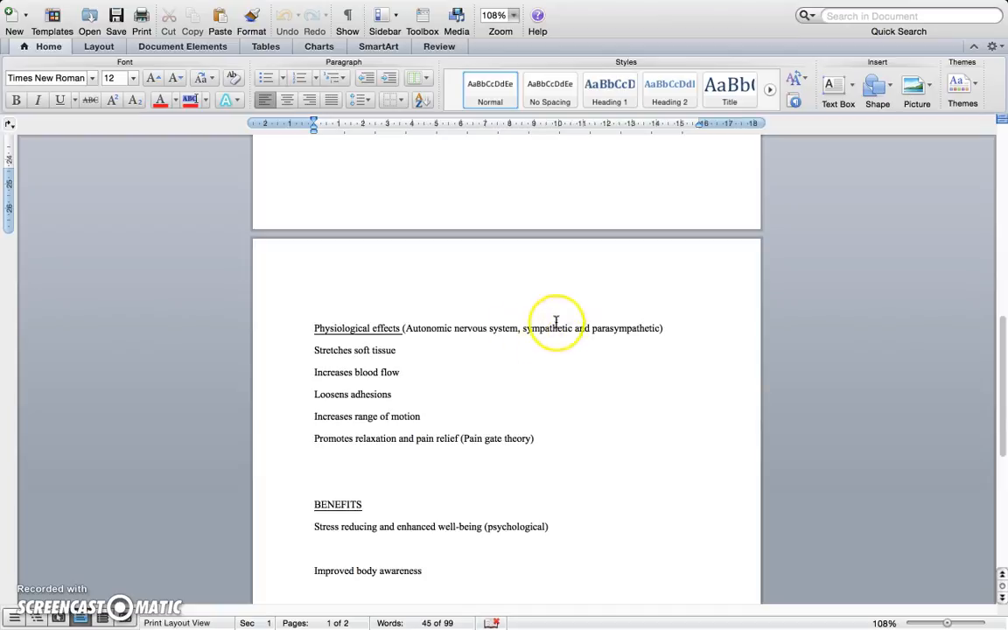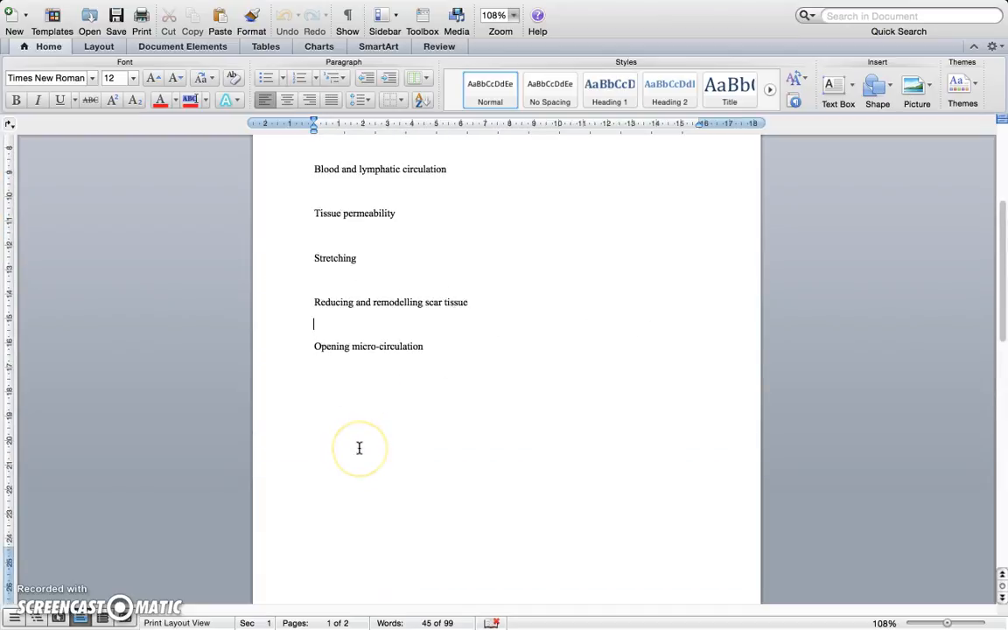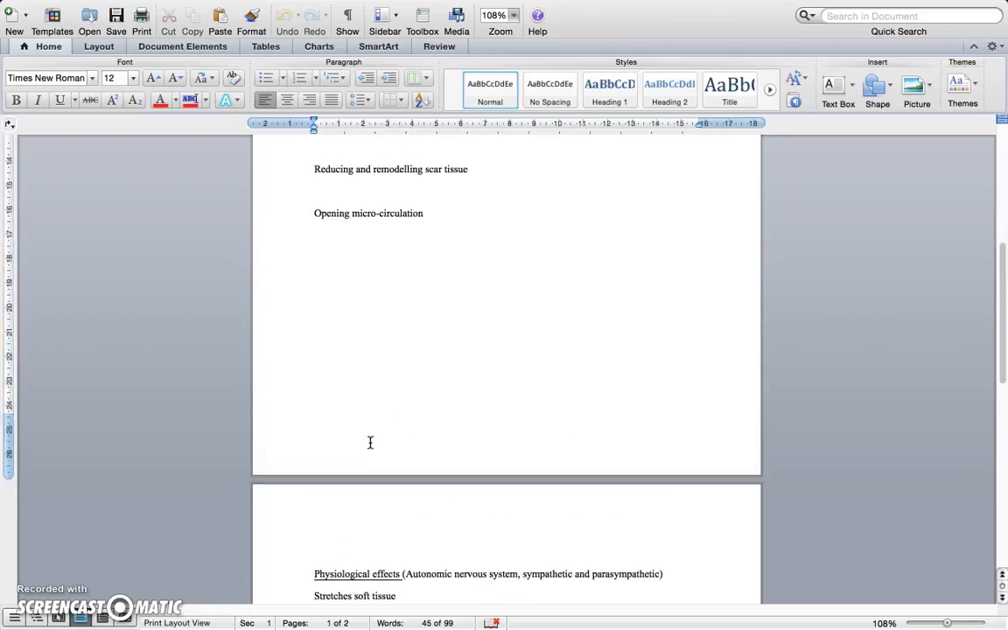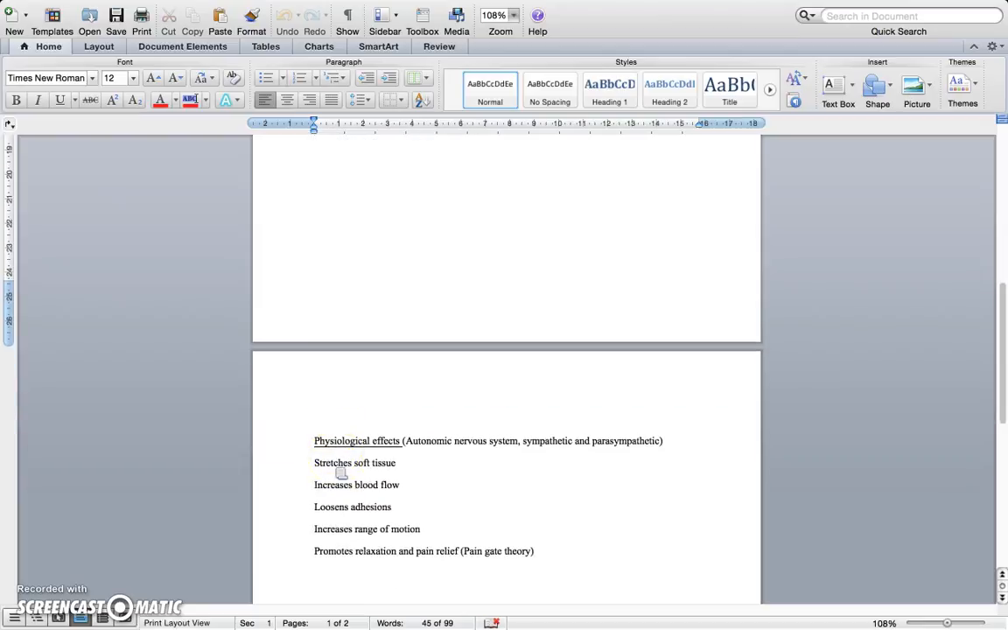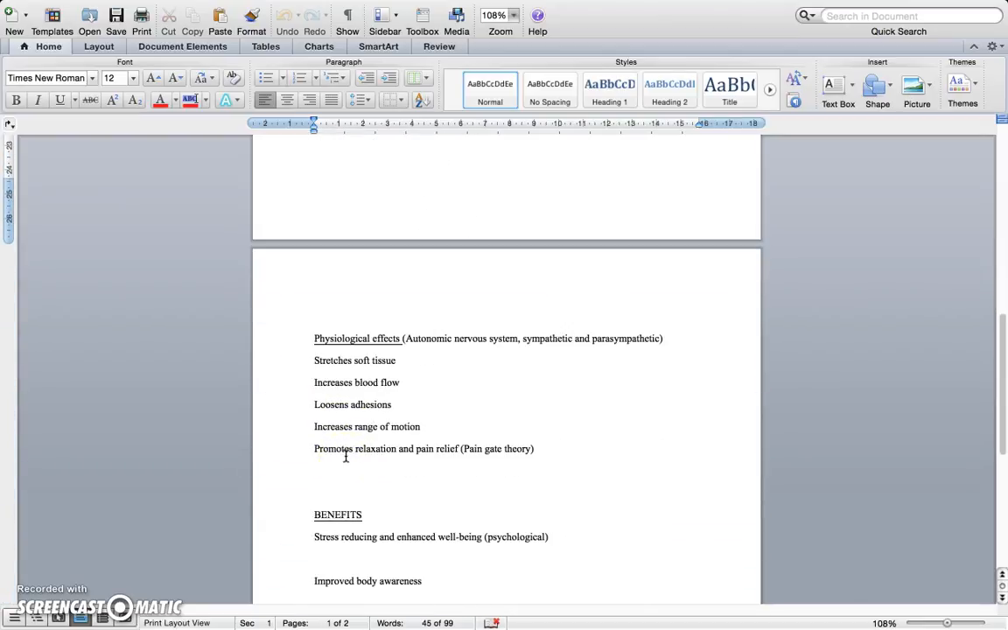Which one do you use before sports performance? Before sports performance, sympathetic; after sports performance, parasympathetic. Like I said, talk about what actually happens. Within this section as well, you need to link these here to the effects. Now we did this in one of the lessons. So for example, loosened adhesions links with reducing and remodeling scar tissue, and stretches soft tissue links with stretching. So we need to talk about that within there as well.